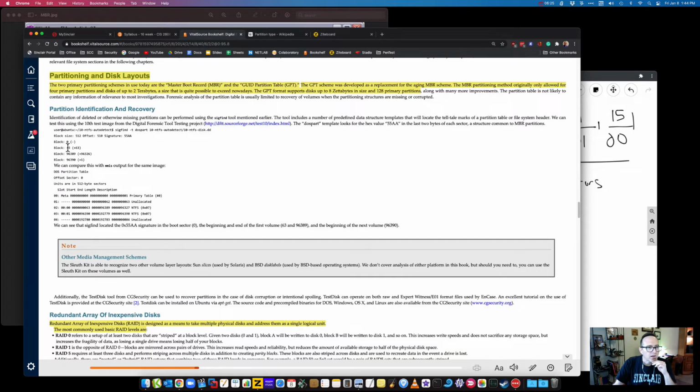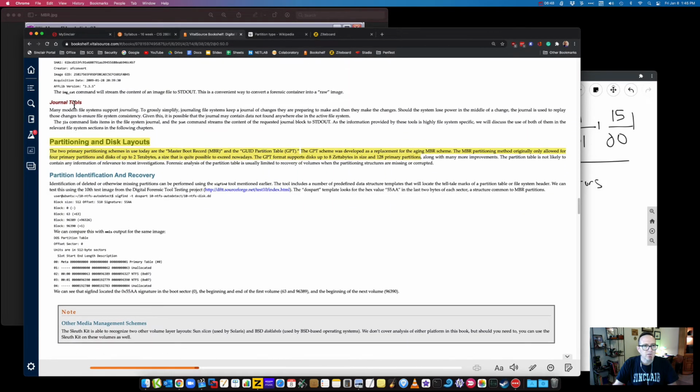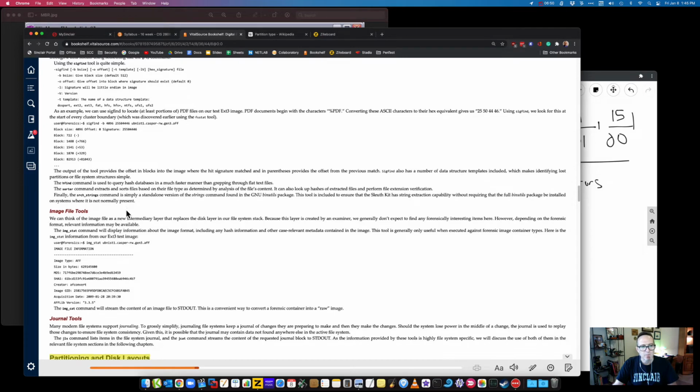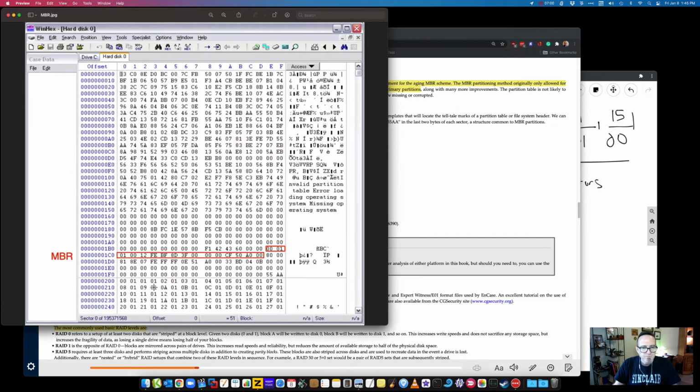So again, you can see here in the textbook, there are tools to do this. Sigfind, what kind of partition, and here we have a DD image, and it's going to tell you the file signature, the number of blocks, sectors, and so on. In this case, how many operating systems there are, if there's more than one. Again, I'm not going to read the book to you, but that's basically what we're looking at: partitioning in disks. There's other stuff here about journaling tools and so on, but really this is probably the heart of it here, partition identification and recovery. So this master boot record, how do we look at this?